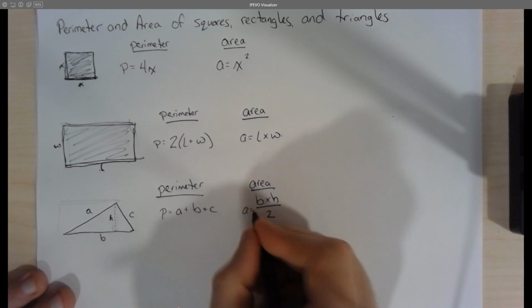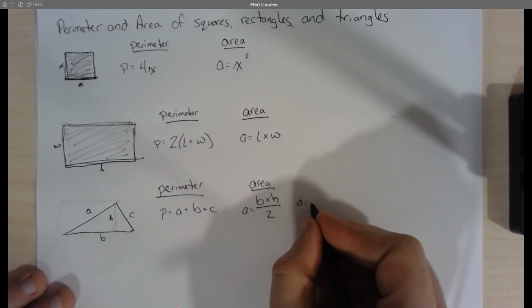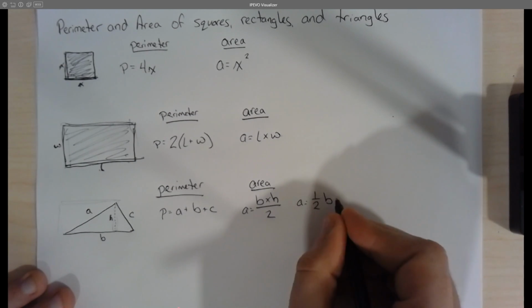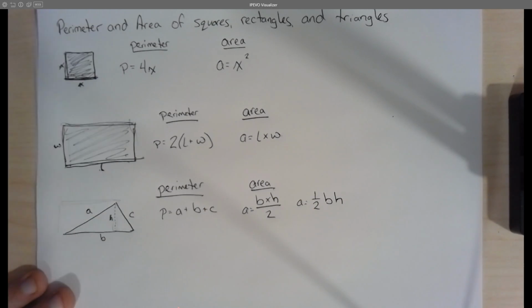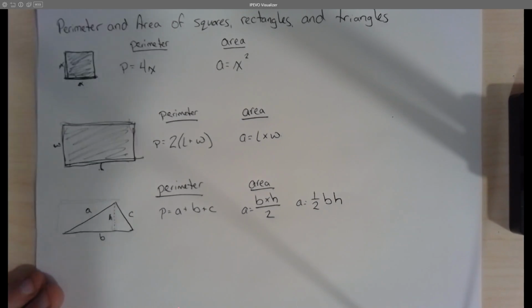Sometimes you'll see it written this way. Sometimes you'll see it written as 1/2 times base times height. Either way, it all works. It still gives you the same answer.